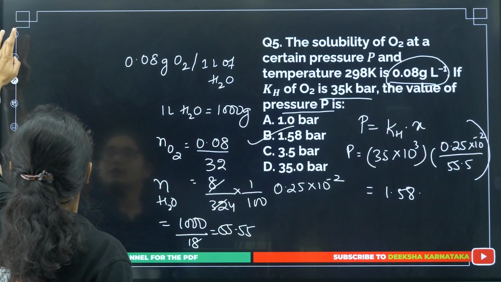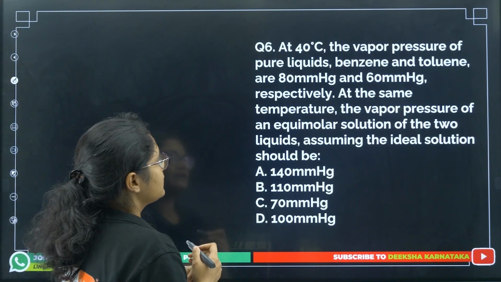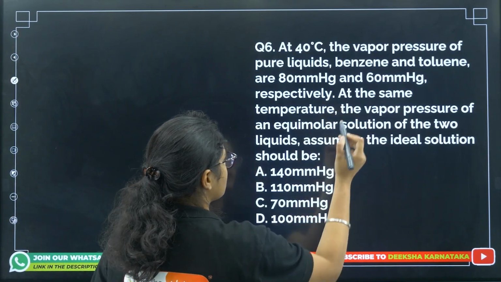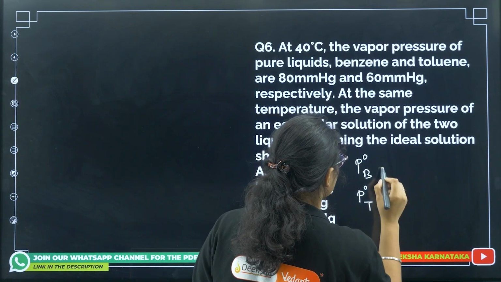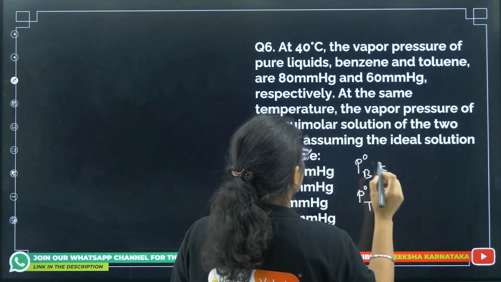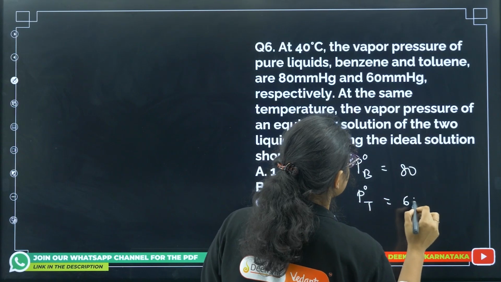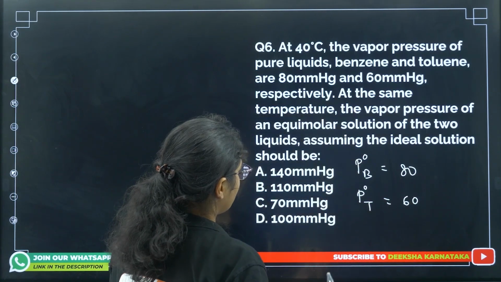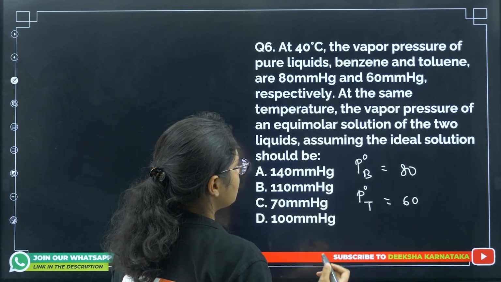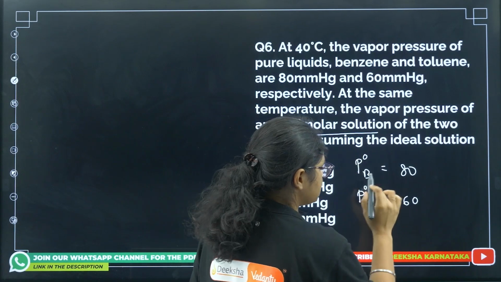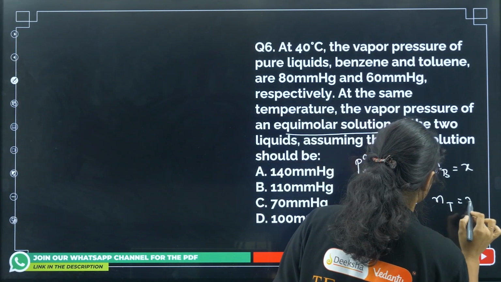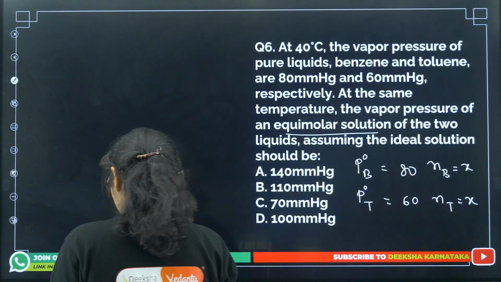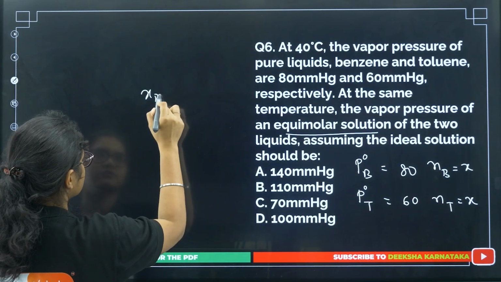Now coming to the next question: at 40 degrees Celsius, the vapor pressure of pure liquid benzene and the vapor pressure of toluene, benzene is 80 and toluene is 60. At the same temperature, the vapor pressure of an equimolar solution. Now equimolar solution means I can say that the number of moles of benzene is X, and the number of moles of toluene is also X. Now if this is there, can we tell the mole fraction? What will be the mole fraction of benzene?